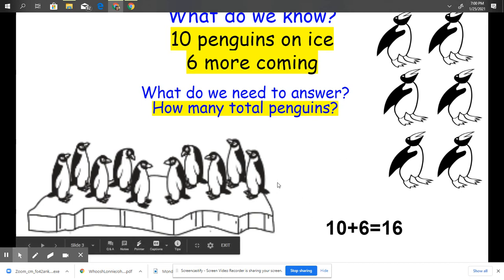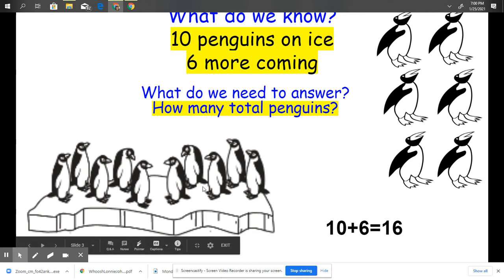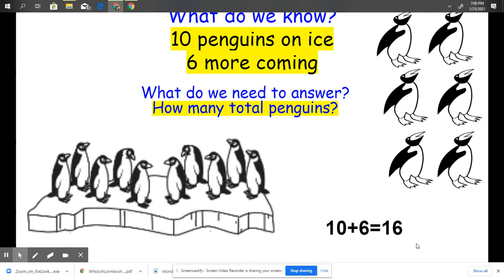So I know that there will be 16 total penguins, but it also said I have to write an equation because we have to answer all parts of the question. So now I've told how many penguins there's going to be, 16, and I can write my equation by saying the 10 on the ice, 10 plus 6, because more are coming, equals 16. So always remember, you can draw your math problem to get your answer, and that's a great strategy to use.